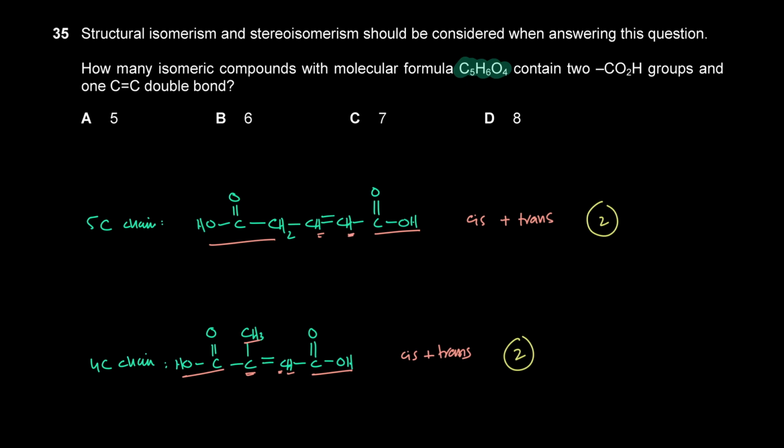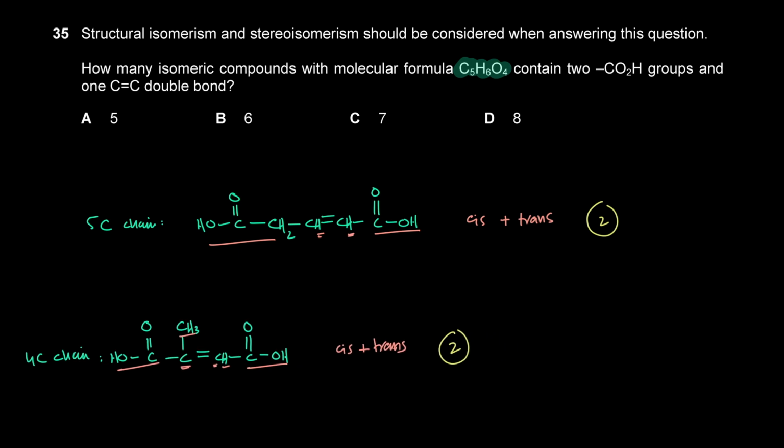Now, are there any other possibilities with the 4 carbon chain? Let's draw it out again. Again, the carboxyl groups have to go on either end. The branch has to go over here. Instead of having the double bond over here, we can also have the double bond over here. If we have the double bond here, then this would be a CH2, and then this would also be a CH2.